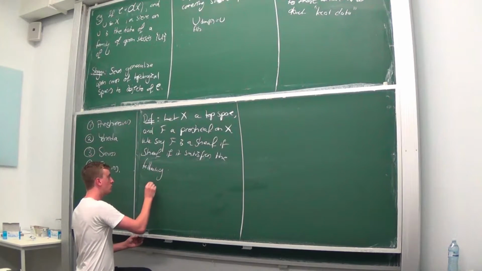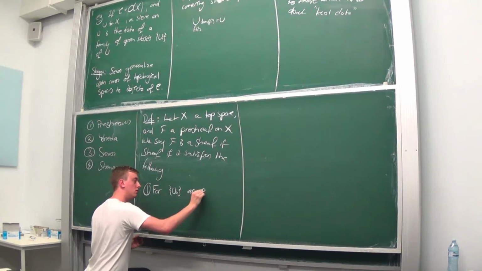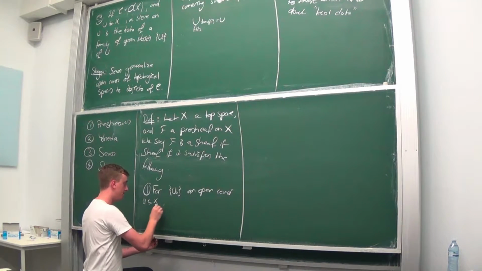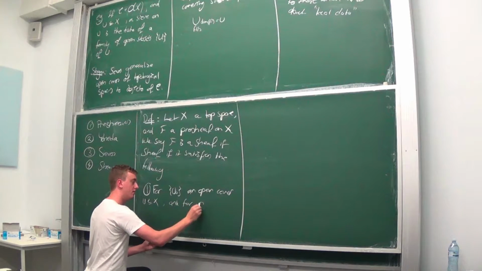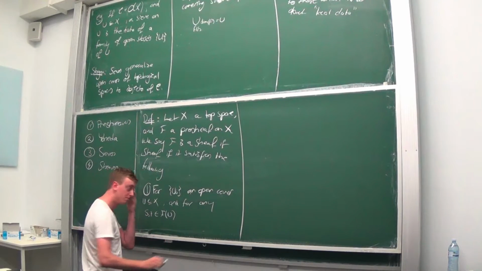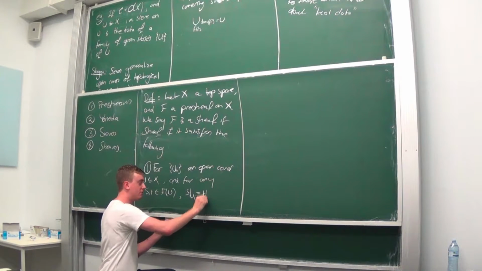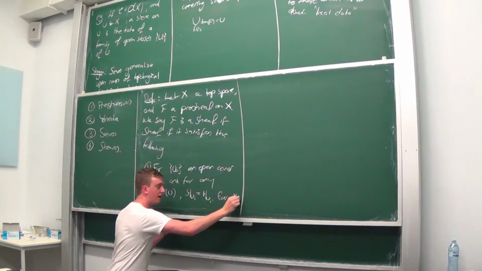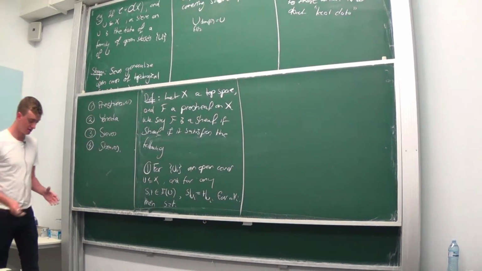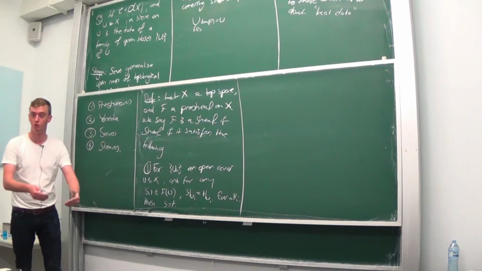So one, for any open cover of an open subset U of X, and for any sections S and T of F over U, we have the property that if S restricted to U_i equals T restricted to U_i for all i, then S equals T. So this means that the sections of the sheaf are sensitive to their values on the open cover. So they sort of know in some sense. But we require a little bit more.